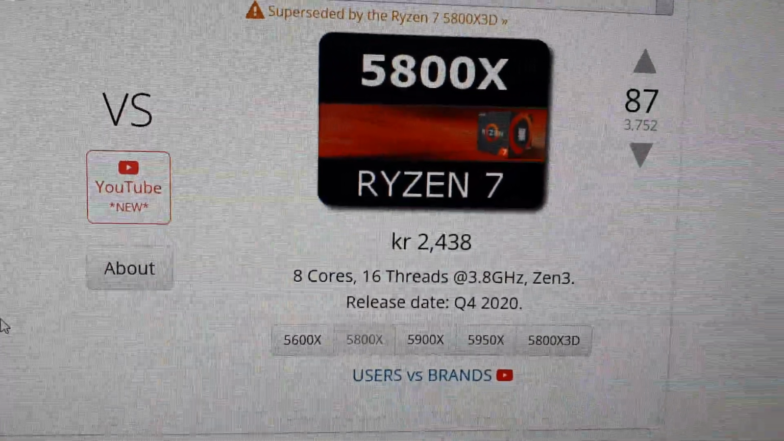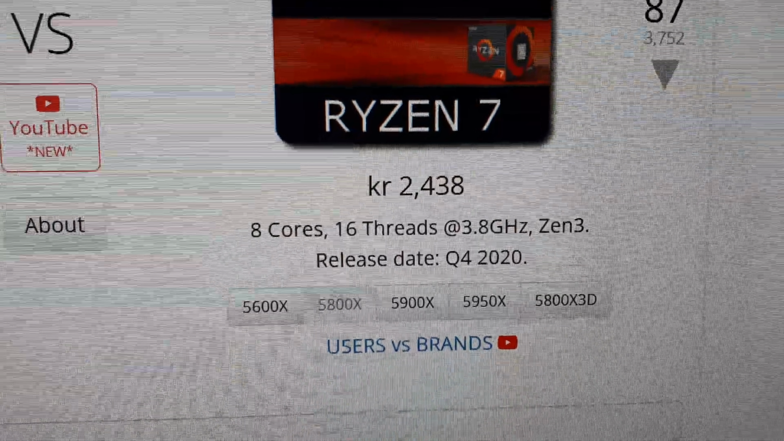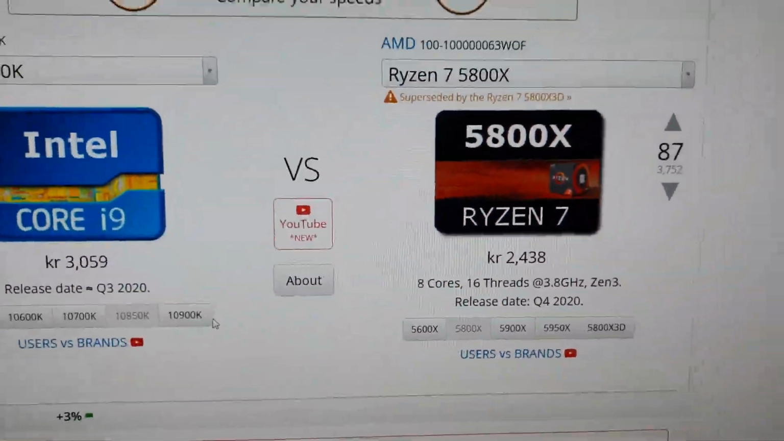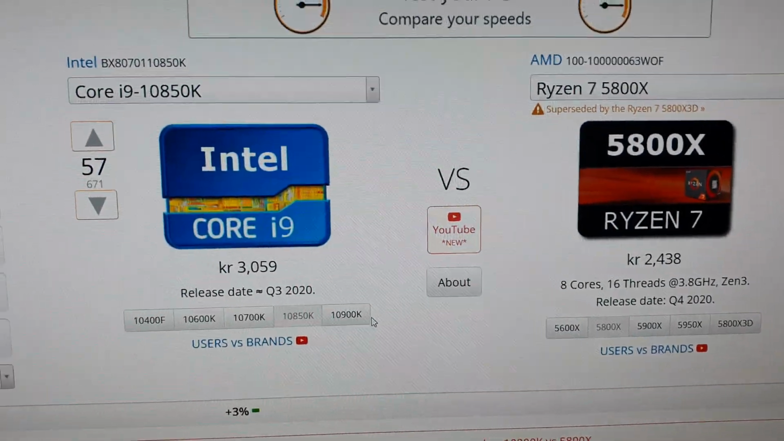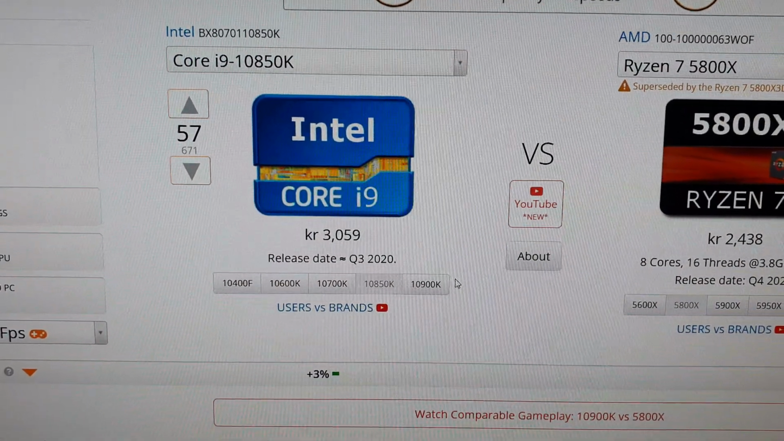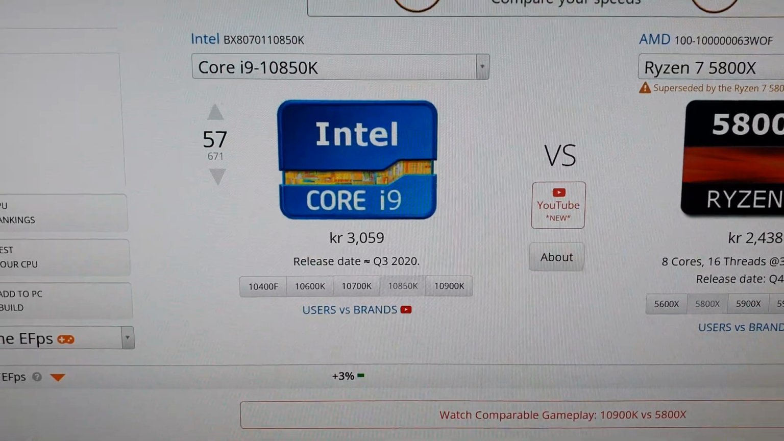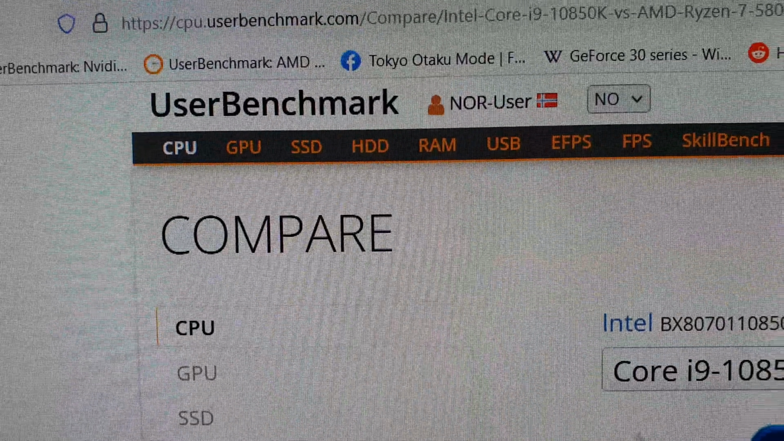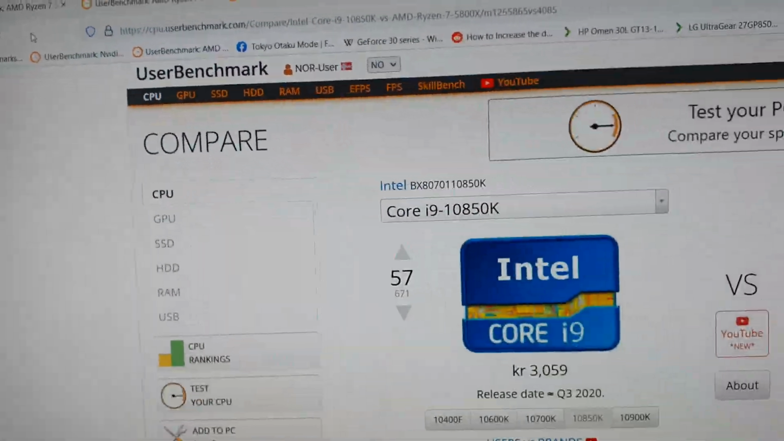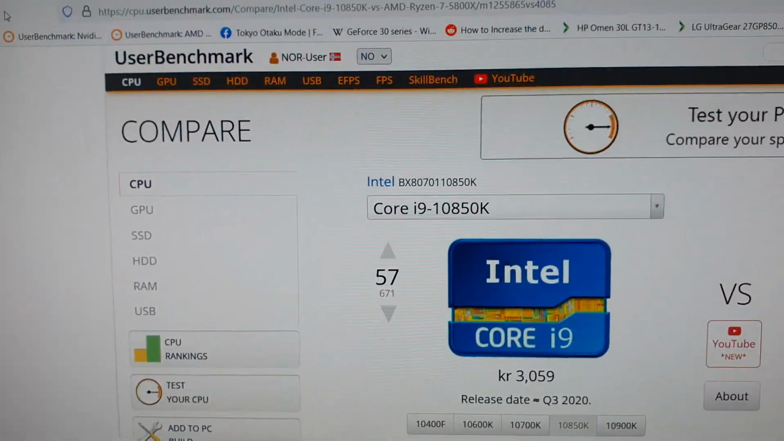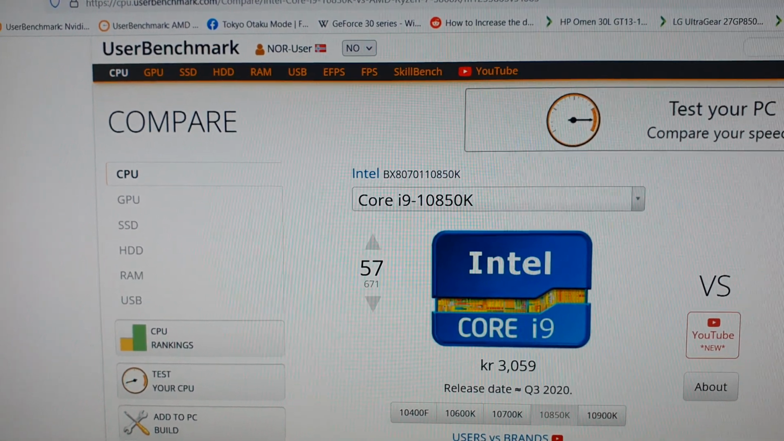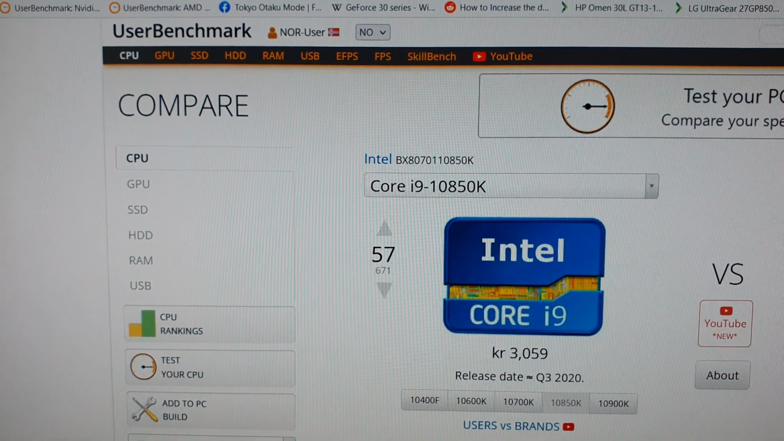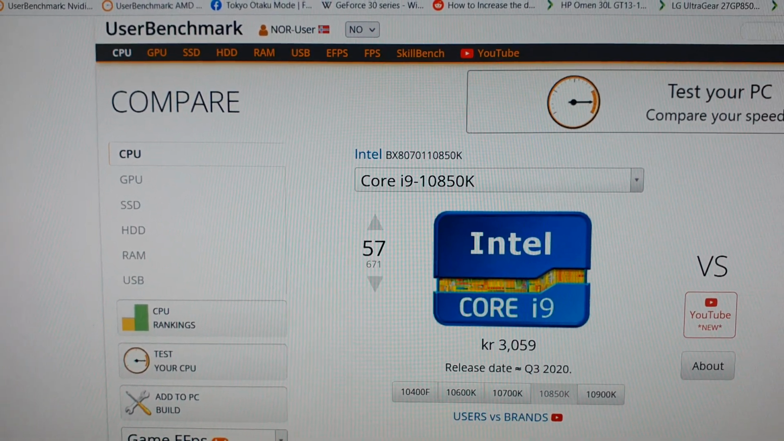The Ryzen 7 5800X was launched in Q4 2020, so it's been around for almost 2 years. It's not an old processor, but just to make sure, I looked now at UserBenchmark. These are not my statements; it is basically what I found on the internet myself. That's what I based this whole video on.